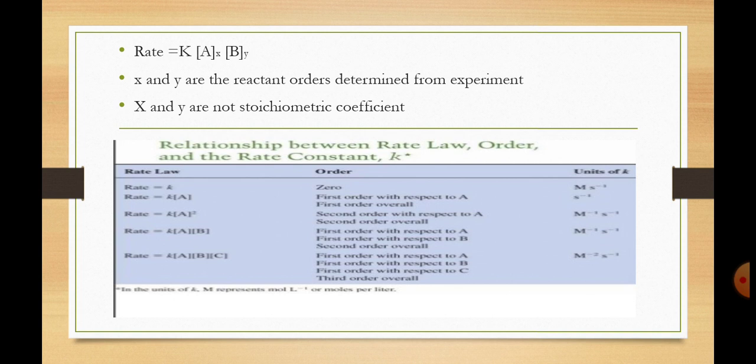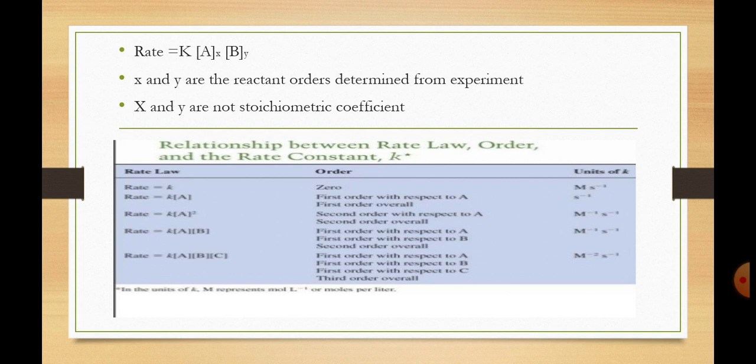x and y are the rate orders determined from experiment. x and y are not stoichiometric coefficients. Let us see the relationship between rate law orders and the rate constant K. For the first rate law, rate is equal to K. It is a zero order reaction and the unit of K is M s inverse.